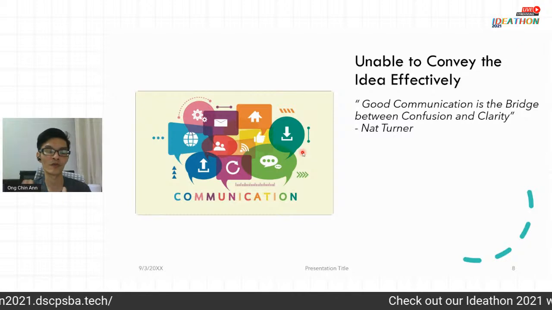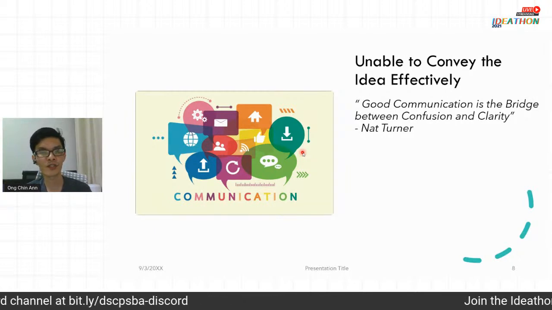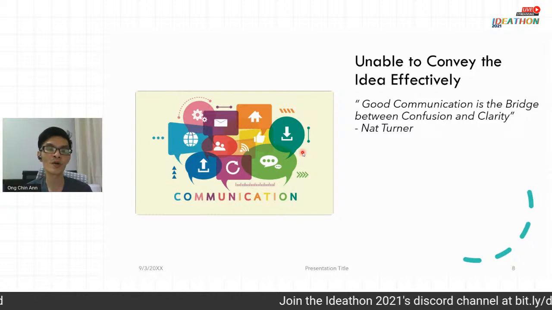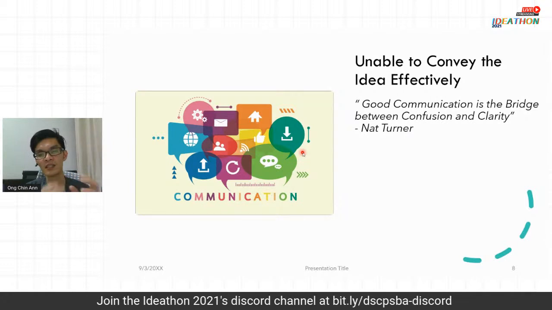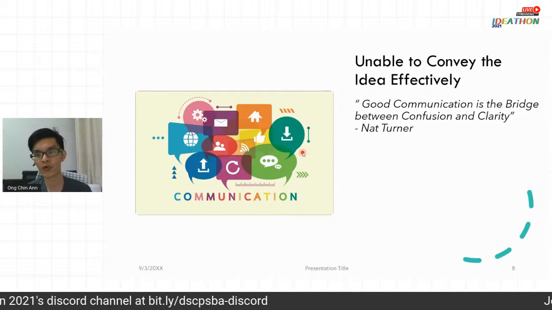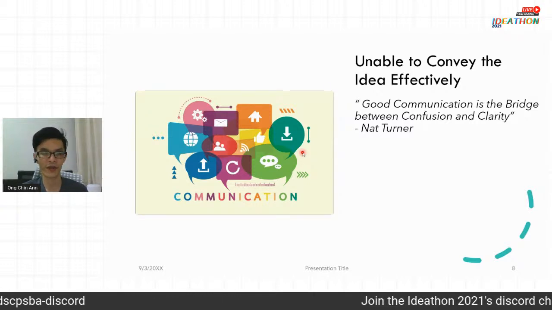So this is kind of like the soft skill that I think earlier on Dr. Bala has shared with everyone. Good communication is a bridge between confusion and clarity. You must know how to formalize and arrange your idea in a sequential manner so that your message can get across to your audience, and subsequently they understand what you're trying to convey.